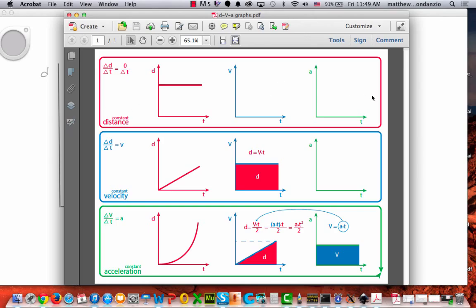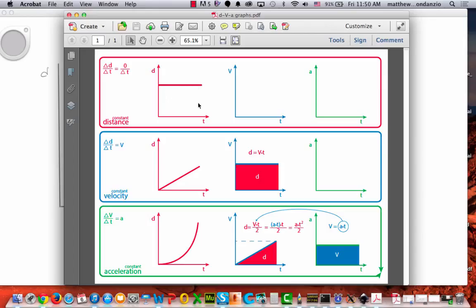In this first row, we have constant distance. In the second row, we have constant velocity. All the graphs in a row are the same for that current state. So the first 3 graphs all represent constant distance. The second 3 graphs represent constant velocity. And the third set of 3 graphs all show constant acceleration. So let's start with the basic one, constant distance.